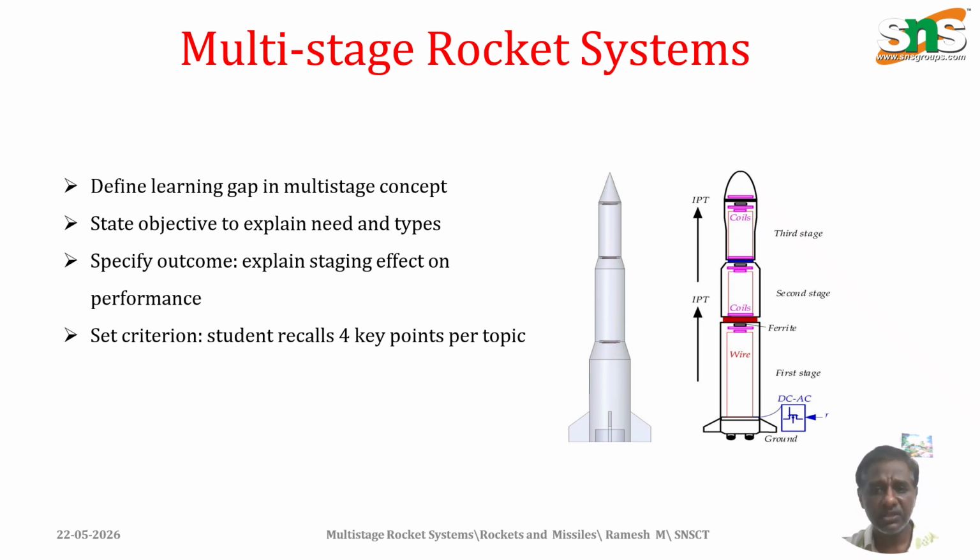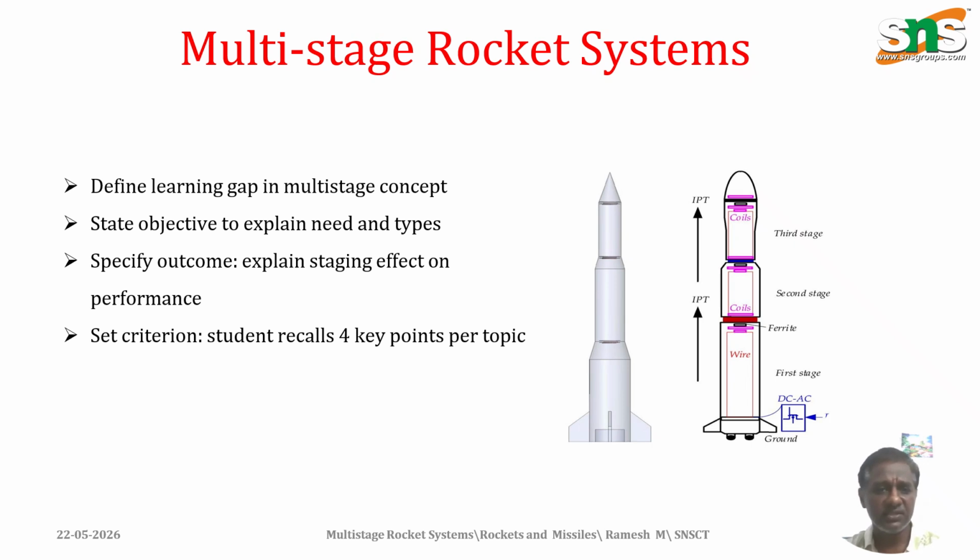By removing dead weight after each stage burns out, the rocket experiences a continuous reduction in mass, resulting in improved acceleration and propulsion efficiency. This staged operation allows rockets to achieve higher velocities than would be possible with a single large stage carrying all empty tanks and engines throughout the mission.